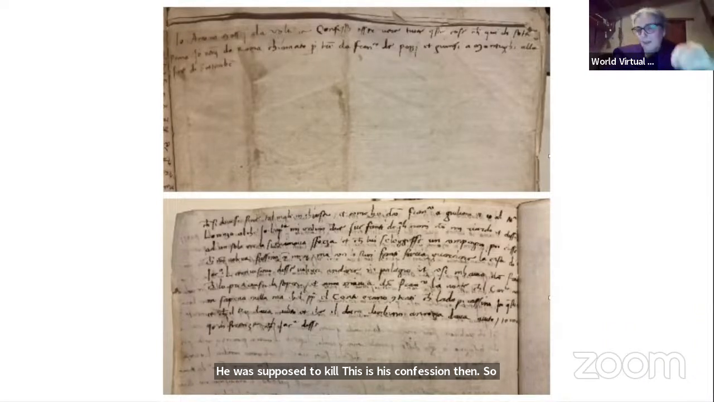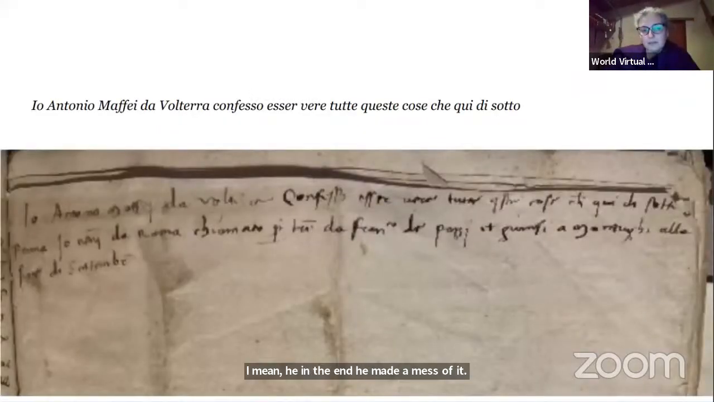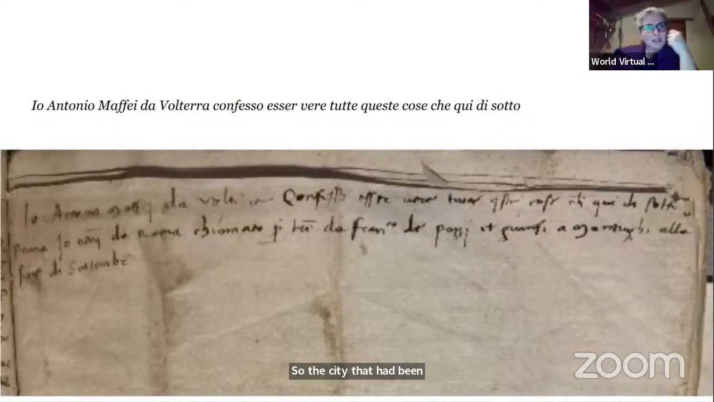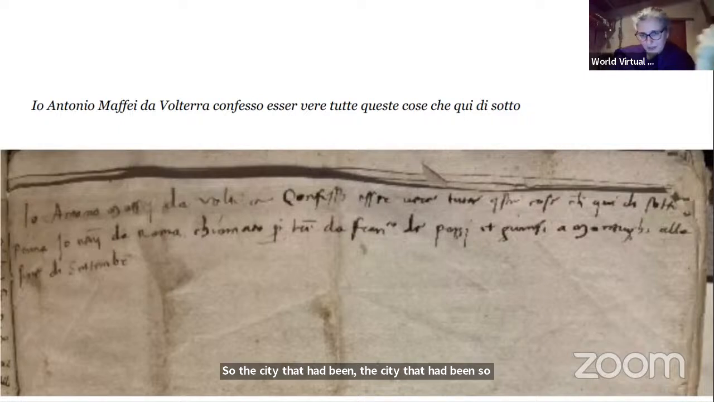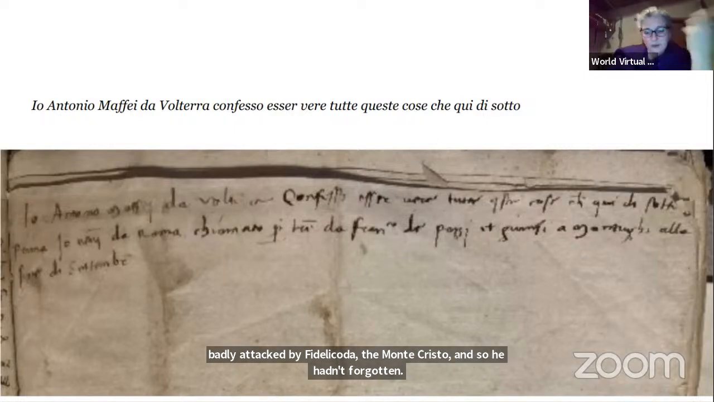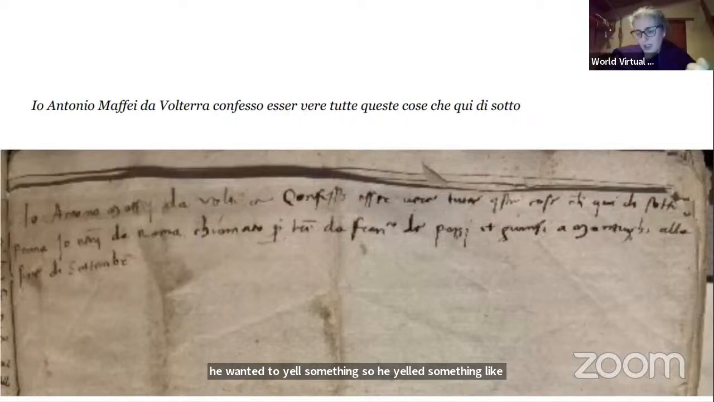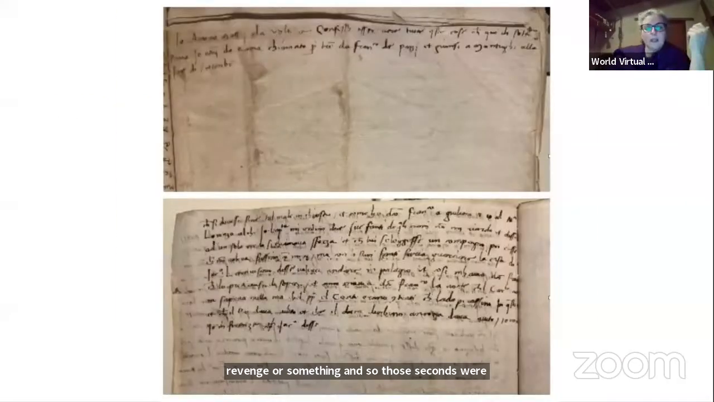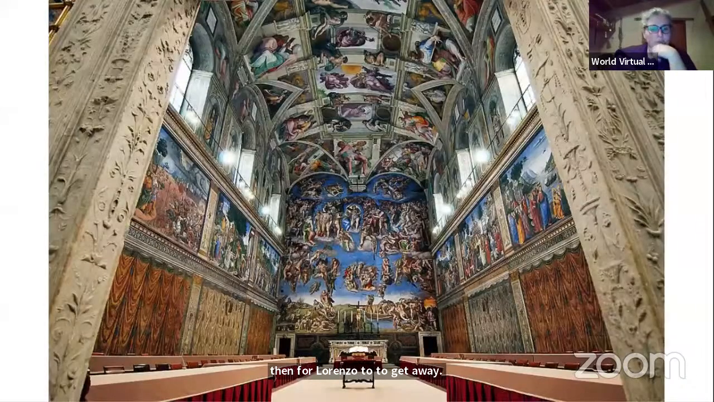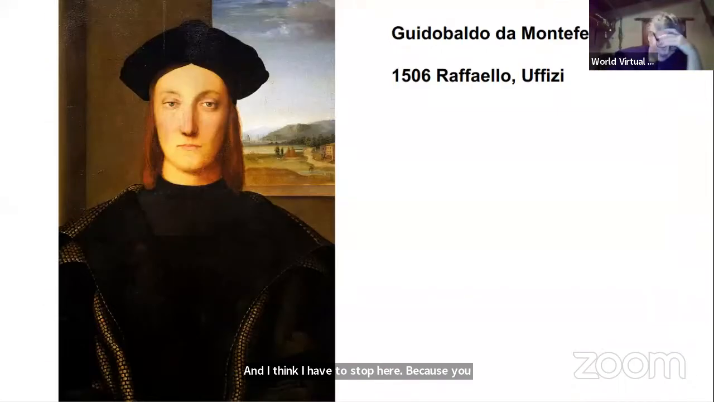It's because he was from Volterra, the city that had been so badly attacked by Federico da Montefeltro. And so he hadn't forgotten. So, okay, he was against the Medici, of course. But before he struck Lorenzo de' Medici, he wanted to yell something. So he yelled something like revenge or something. And those seconds were enough for Lorenzo to get away. And I think I have to stop here, because you see how complicated everything is.